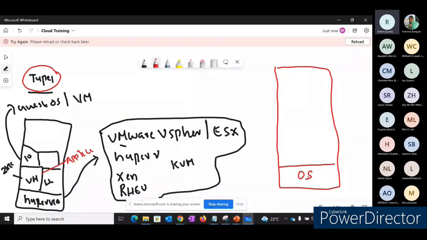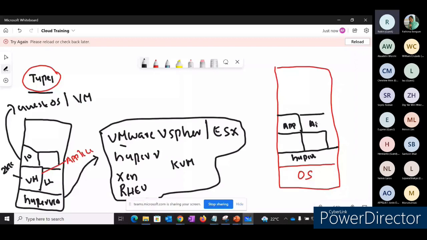You're getting my point. So you are installing the first server operating system. Then on top of that, you are installing the hypervisor. So you'll be installing the hypervisor here. First you will be installing the operating system. On top of that, your hypervisor will be installed. On top of that, you can install multiple guest operating systems. On top of that, you will be installing your app.